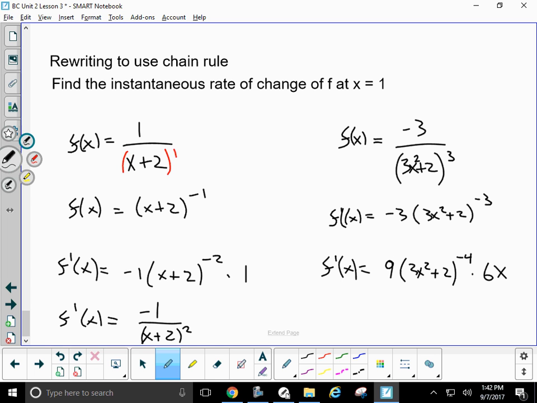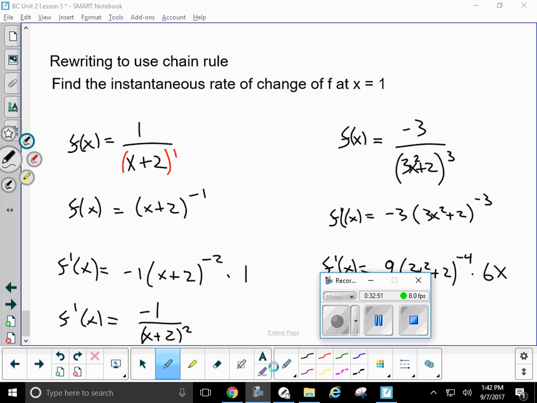Okay? That's it. Hope you understand the chain rule. Questions, come see me. Homework's out of the book. Last lesson, next class, test next Wednesday.